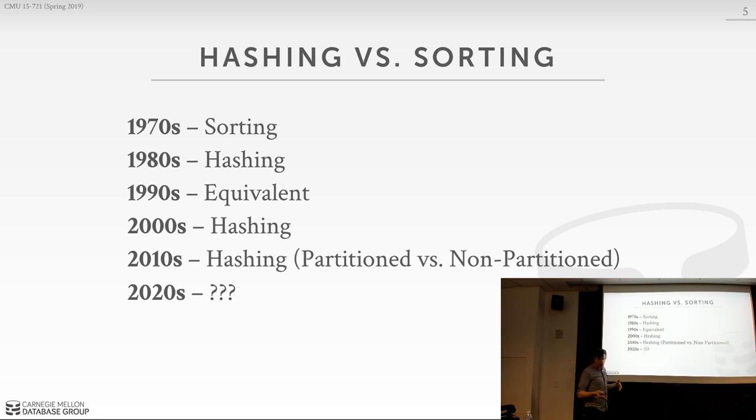Now, if your data is already sorted on your join key, clearly sort merge join is going to be better. But if it's unsorted and you don't know anything about it, then hashing is the way to go. And where we're at now in this decade, although it's almost over, is that the debate is whether you want to do partitioned or non-partitioned hash joins, right?